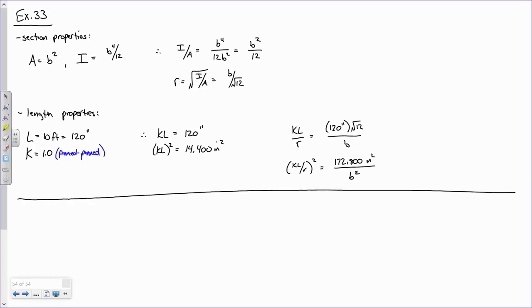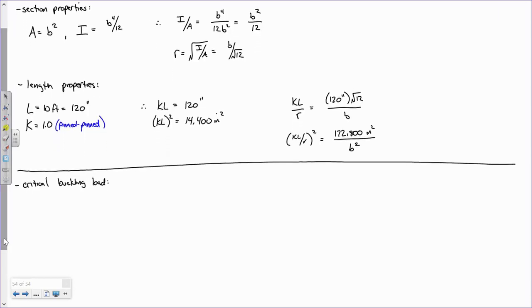Okay. Now, here's the thing. Let's start off by determining critical buckling load. Let's look at this for a second. Pi squared EI over KL squared. We have pi squared. Do we know E? That was given. It's like 30,000 KSI. So we know E. What about I? What's I? B squared over 12? No. Not B squared, B to the 4th over 12.